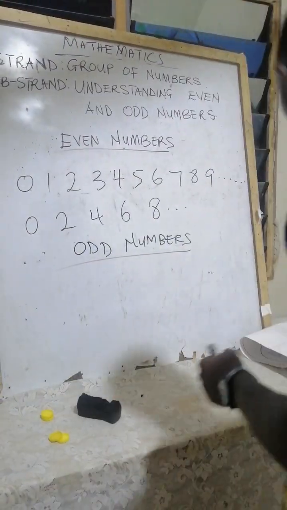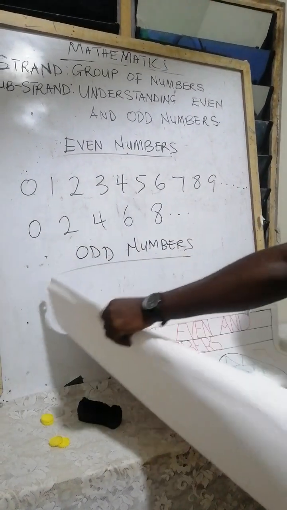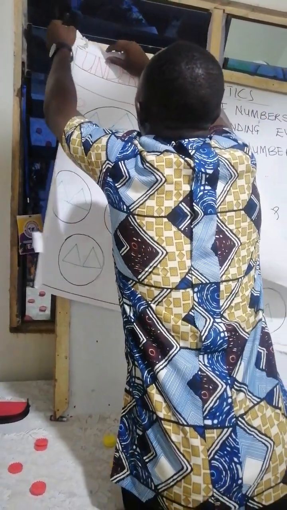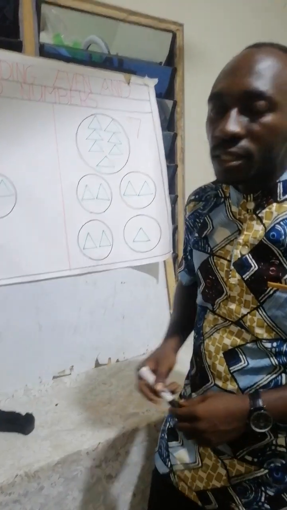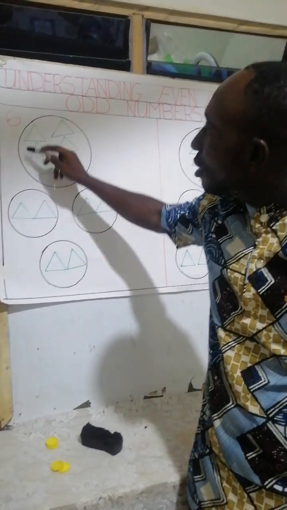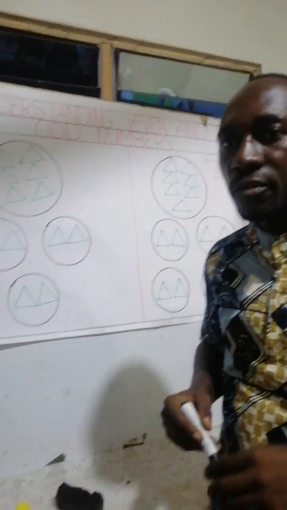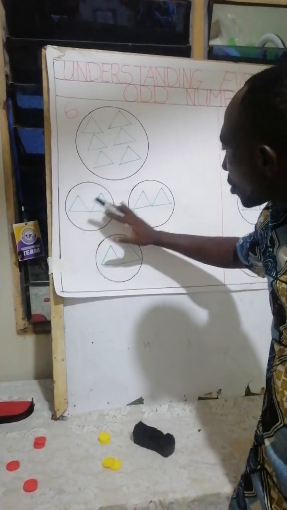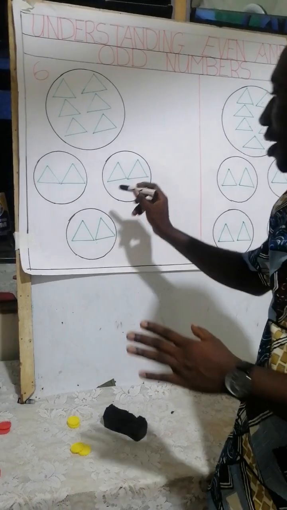Now let's look at something. Now let's look at our chart. You see that there are 6 triangles in that first circle. Let's try to pair and see if we have a remainder or a remainder of 0. So we have grouped them. We have 2 groups of 3. There's no remainder from the first set.